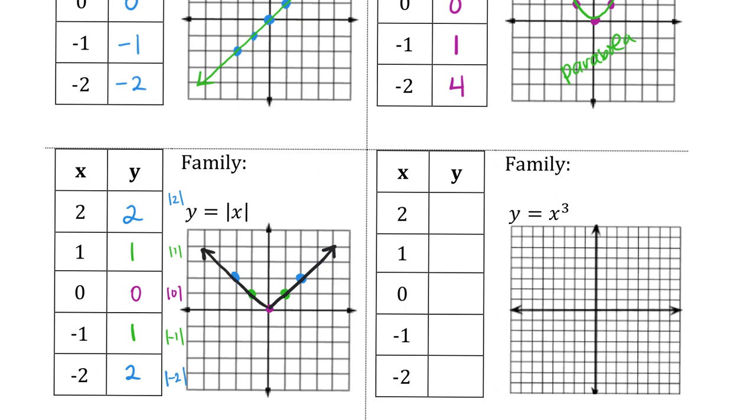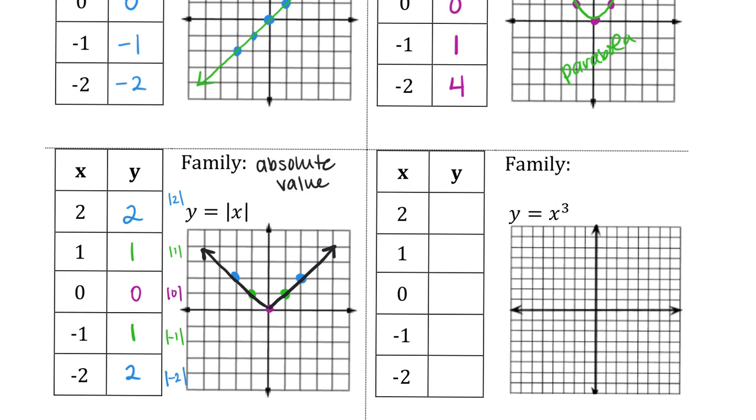And if you look at it, it looks like a line with a slope of 1. Up 1, over 1, up 1, over 1. On the other side, the slope is negative 1. Up 1, left 1, up 1, left 1. Okay, the shape looks like a V. The family of graphs is called absolute value. And that's because those 2 bars are called absolute value. But anytime you see absolute value, it will make a V shape.